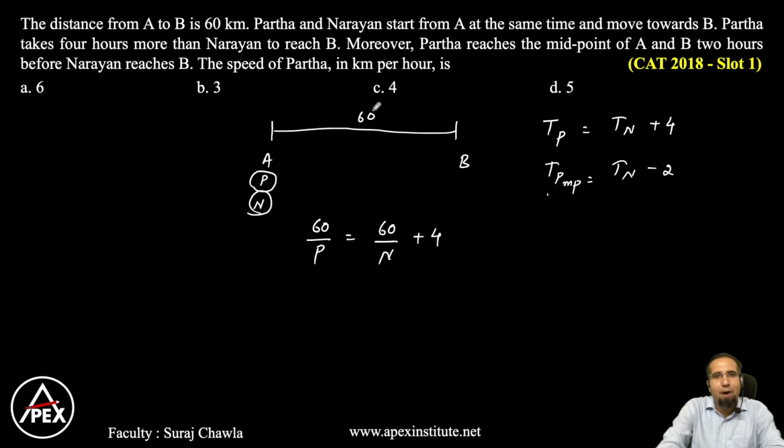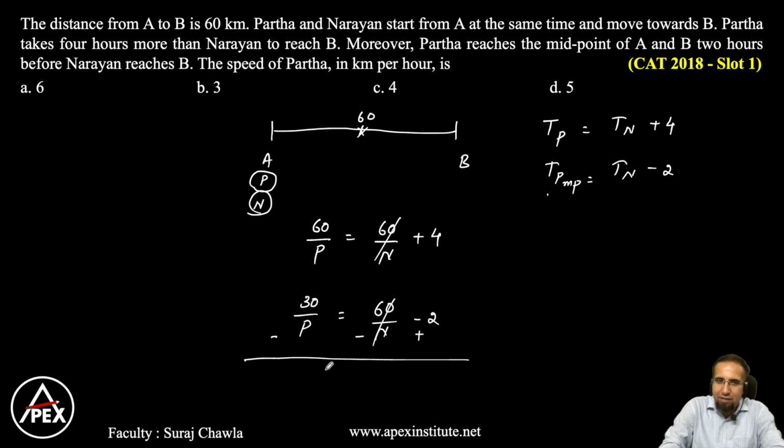Now, time taken by Parath to reach midpoint. When I say midpoint, that means now Parath is covering 30 kilometers. So, 30 by P is equal to time taken by Narayan to reach B, which is 60 by N, minus 2. 2 hours less than this. Now, what I can see is 60 by N and 60 by N is common. So, I can cancel both of them. So, this becomes minus, and this becomes plus. So, these two get cancelled here.